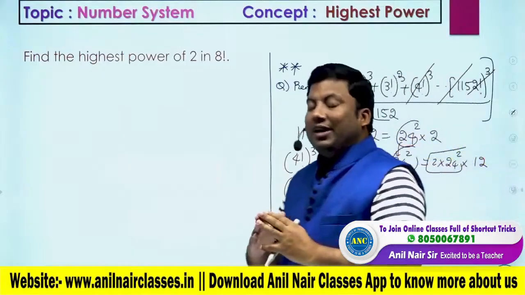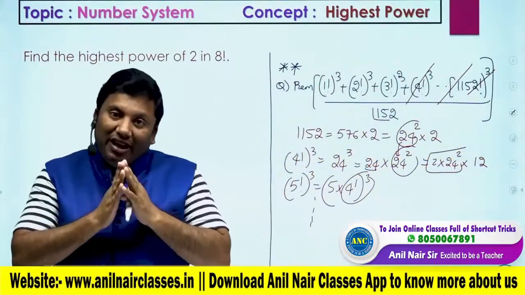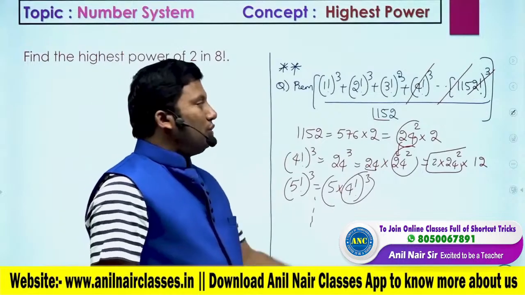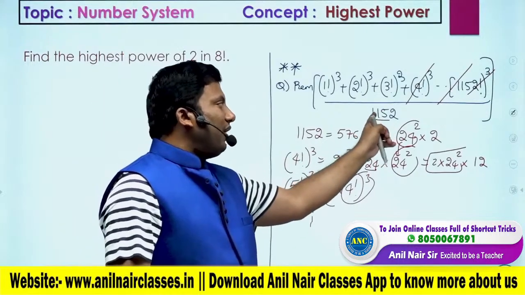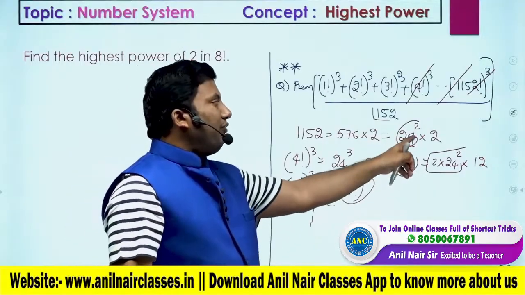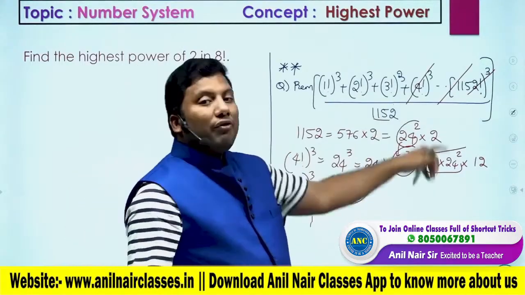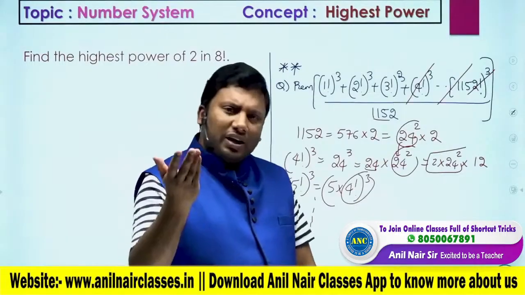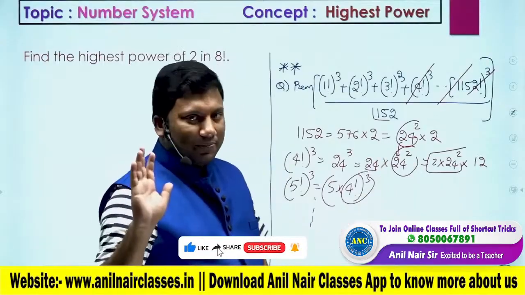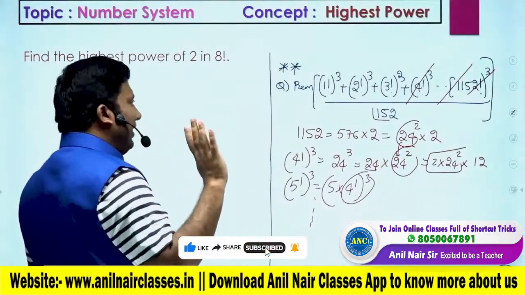4 factorial, it is 24. 24 cube is 24 square into 2 times 12. 24 square, 1152, it is 576 into 2. 24 square into 2. 4 factorial cube is 24 cube. 24 cube is divisible by 24 square as well as 2. I hope the idea is clear.